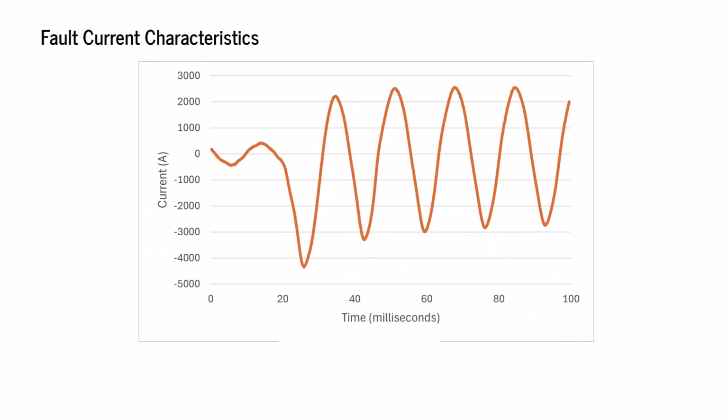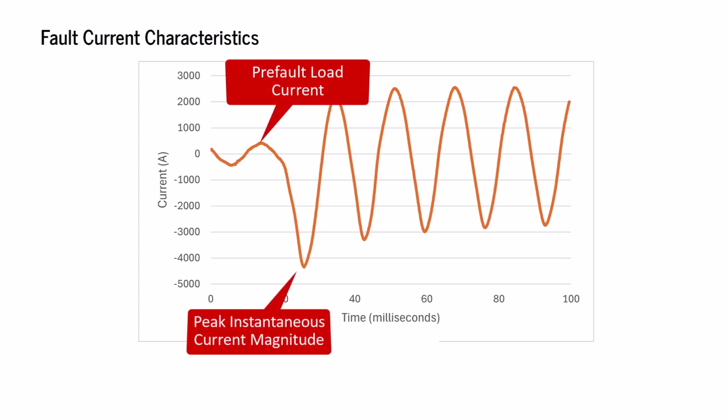An example fault measurement for a medium voltage circuit is shown here. Note that we have a pre-fault load current, a peak instantaneous current magnitude, which is typically greater than the interrupting current, and finally, a steady state current to be interrupted by the protection device. We want to be able to predict these fault current characteristics based on the circuit model shown earlier.